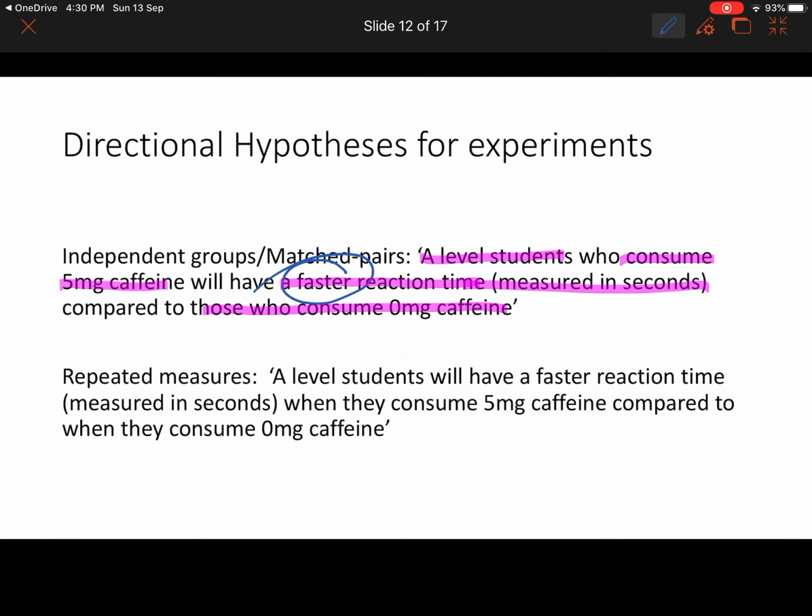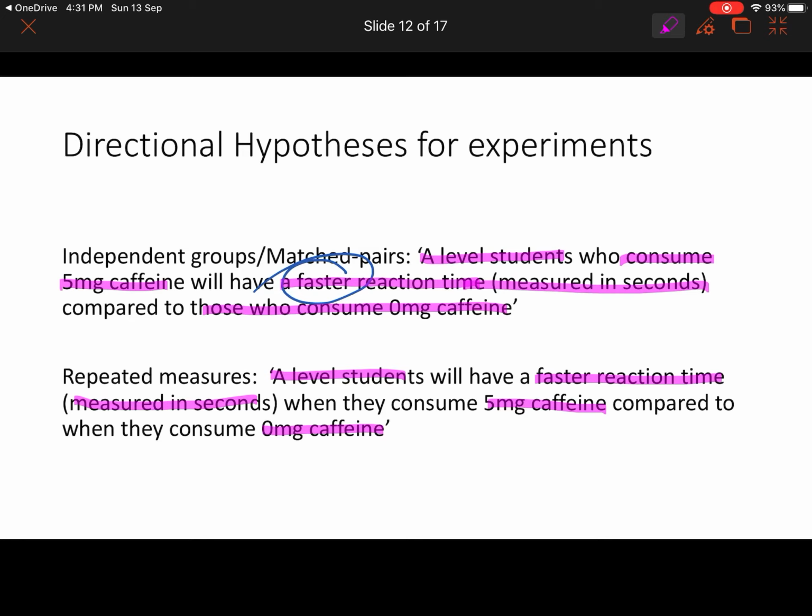You can tell this is directional because we've got a term here like faster. Anytime you see something like this, a comparative term, faster, slower, more, less, quicker, greater or smaller, we always know that it's going to be a directional hypothesis. In a repeated measures design, it's the same deal, but of course we've got the same participants in each condition, so we're just going to phrase it a little bit differently. Again, we've got our population, A-level students, will have a faster reaction time measured in seconds when they consume 5 milligrams of caffeine compared to when they consume 0 milligrams of caffeine.